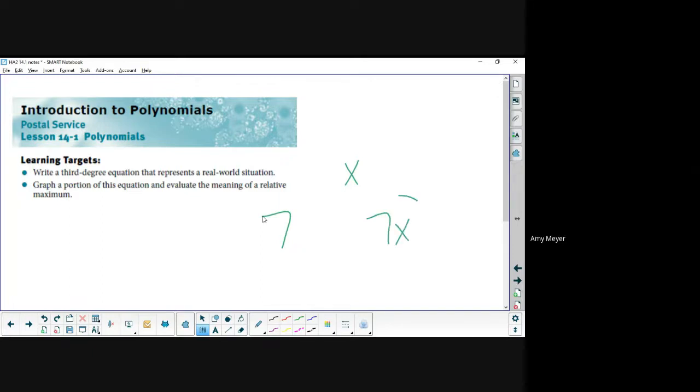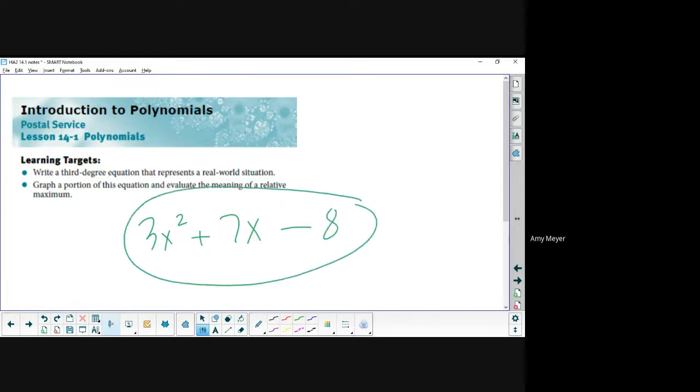So these are all monomials. This is a monomial. This is a monomial. When I put them together, now I have a polynomial. So here's why it's misleading. A polynomial is technically one or more monomials. I think it should be more than one, but I didn't make the rule. So technically a polynomial is one or more monomials.